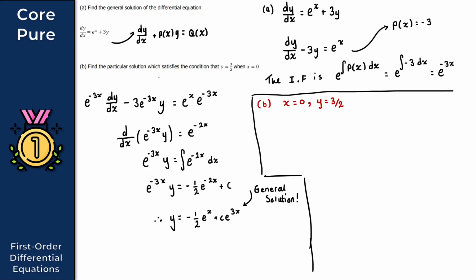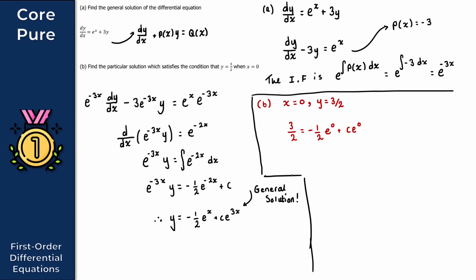So x equals 0 and y is equal to 3/2. So to find the particular solution which satisfies this condition here, all we need to do is substitute this value of x and this value of y into our general solution, solve for c, and then just rewrite the general solution with that value of c that we've just obtained. Okay. So in that case, then what we get here is 3/2 is equal to minus a half times by e to the 0. So minus a half times e to the 0. We then have c times e to the power of 3 times 0. So that's just e to the 0 again. We get plus c e to the 0, like so.